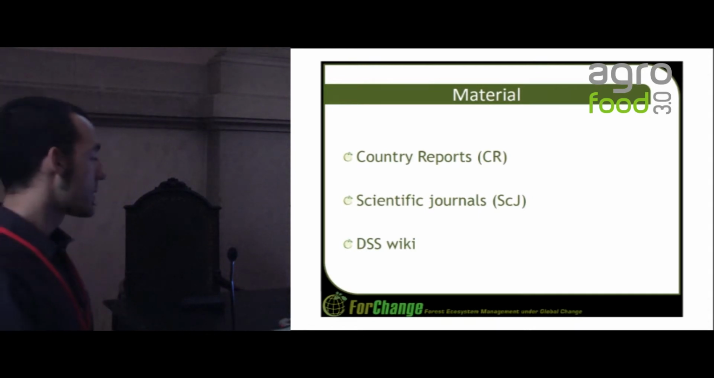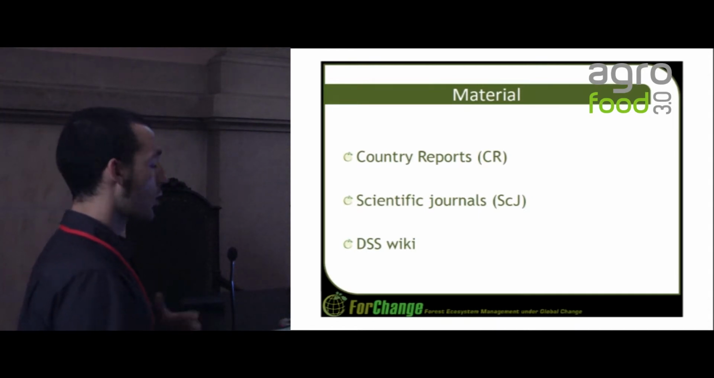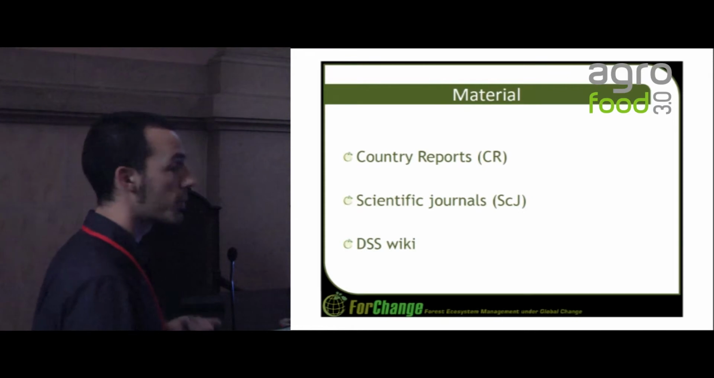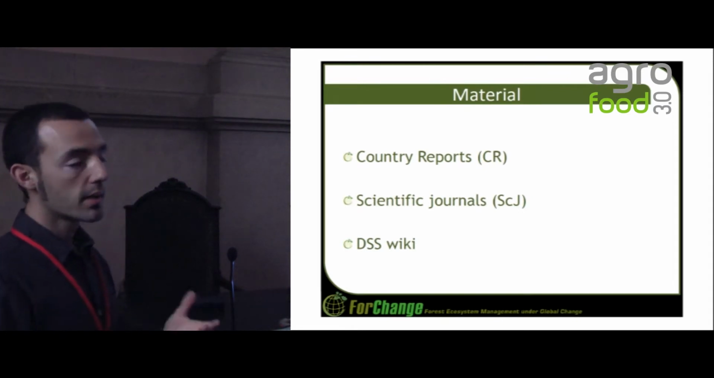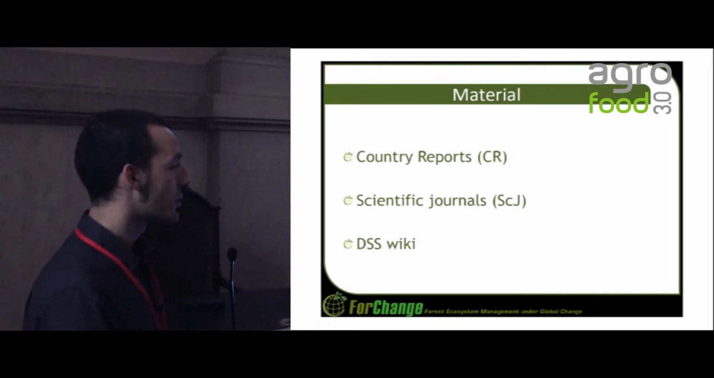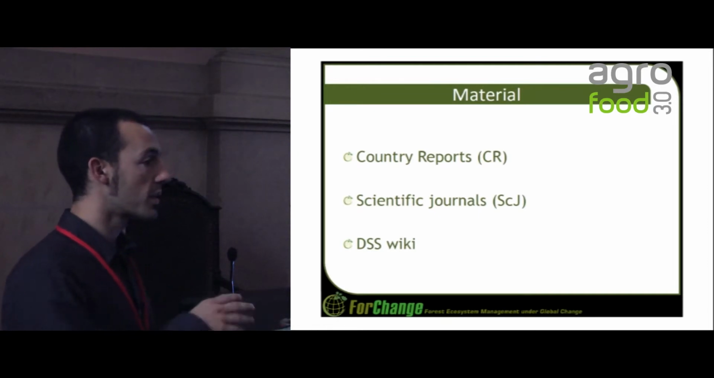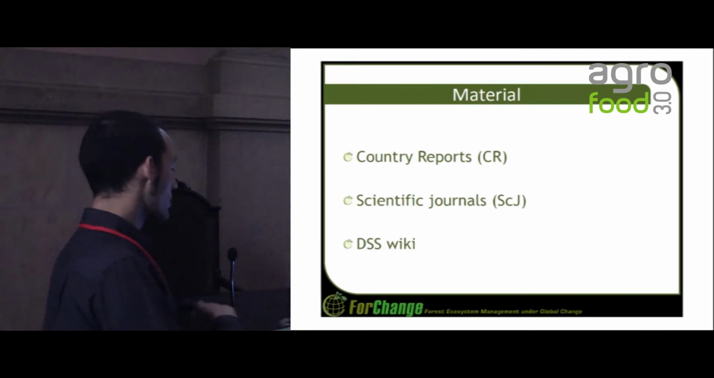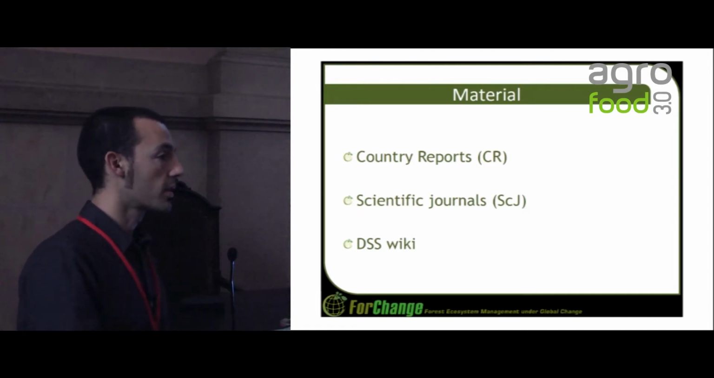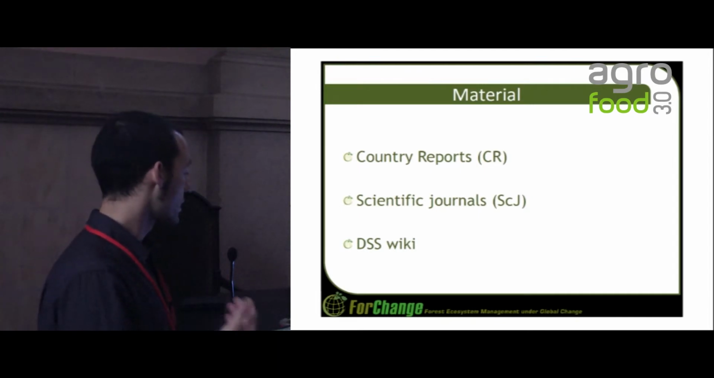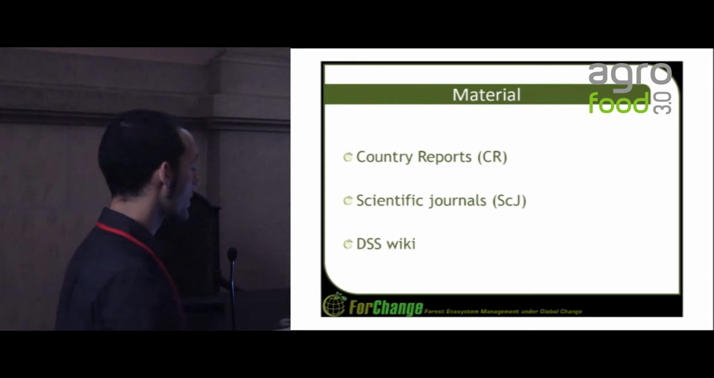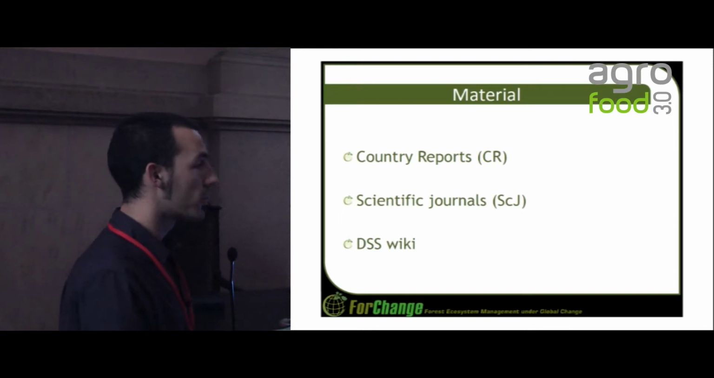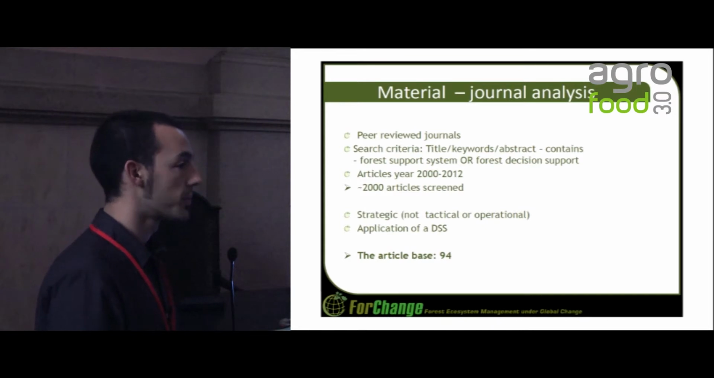So basically in this review, there is a lot of material available. Within the cost action, we had the country reports, which made a review of all the decision support systems that have been developed in different countries and the planning problems that they addressed. There are also scientific journals with the models and methods that have been developed and decision support systems. And then also we have the wiki. But in our case, we decided to focus our review only on scientific publications.